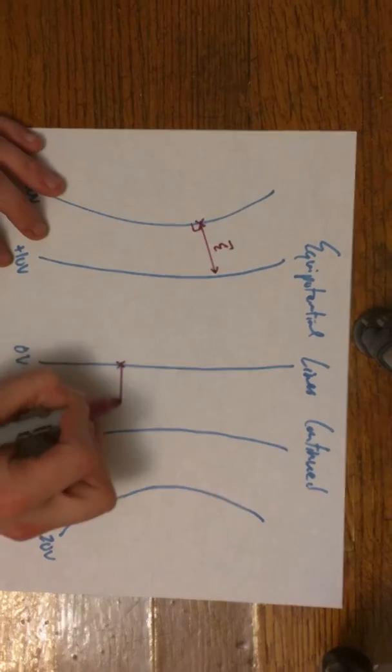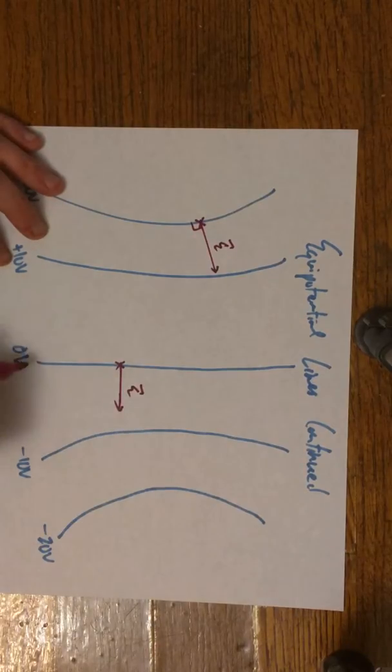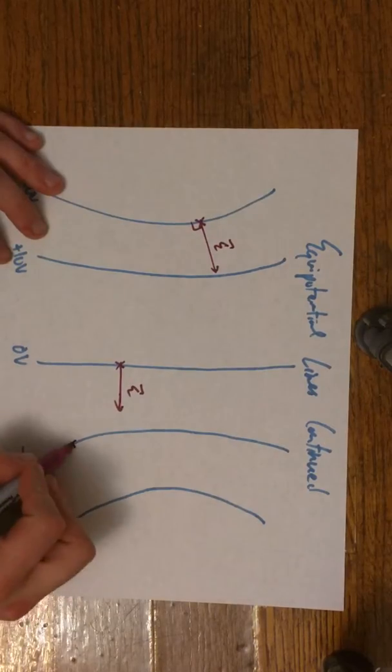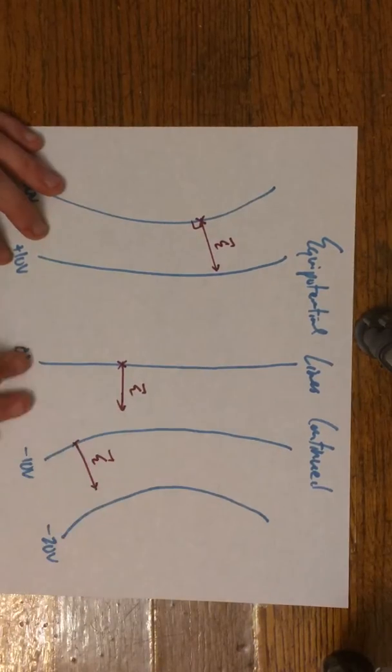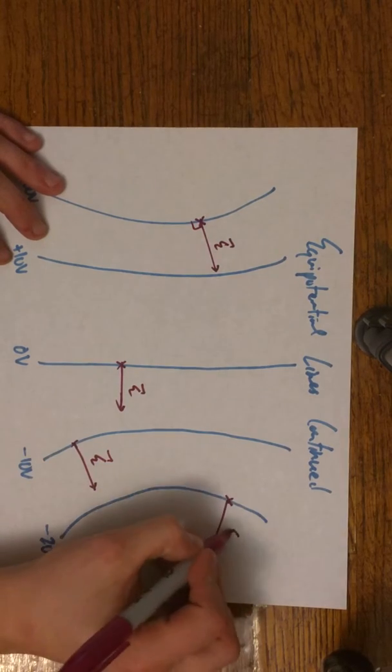What about this point in space? It would look something like that, from high potential to lower potential. What about at this point in space? Something like that. Something like that for that point in space.